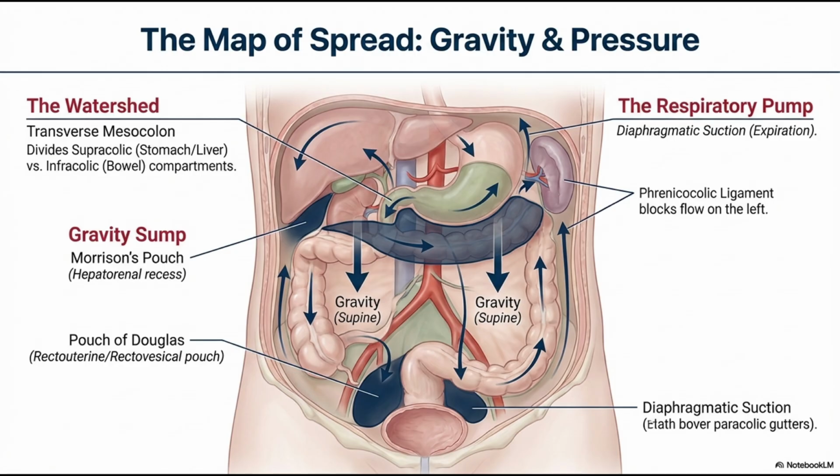And finally, space number 6, the pelvis, the sump of the abdomen, the rectovesical or rectouterine pouch. Gravity wins eventually. Everything drains here. And in a supine patient, this is deep. It's below the level of the bladder dome on the scan. You have to scroll all the way down until you see the rectum exit the pelvic floor.